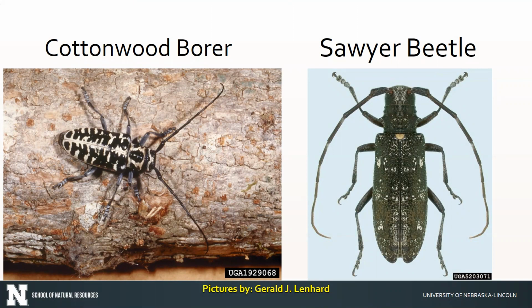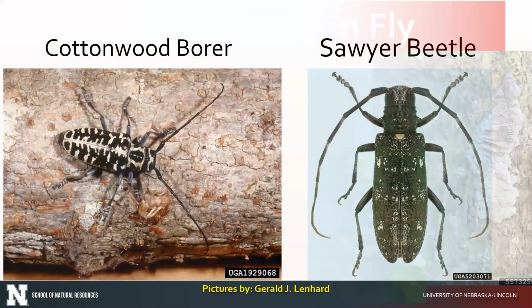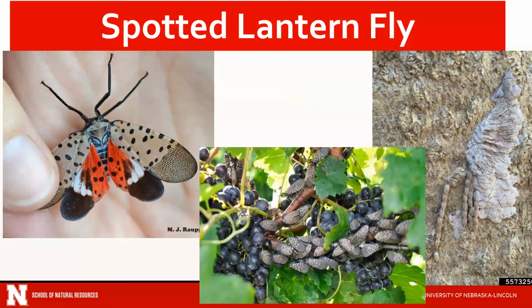There are some lookalikes though. We often get calls on the cottonwood borer on the left or the sawyer beetle on the right there, and they are similar. So be aware, we do have some natives that are just fine. But again, we do want reports if you are to see that insect. Another insect we're very concerned about is the spotted lanternfly.